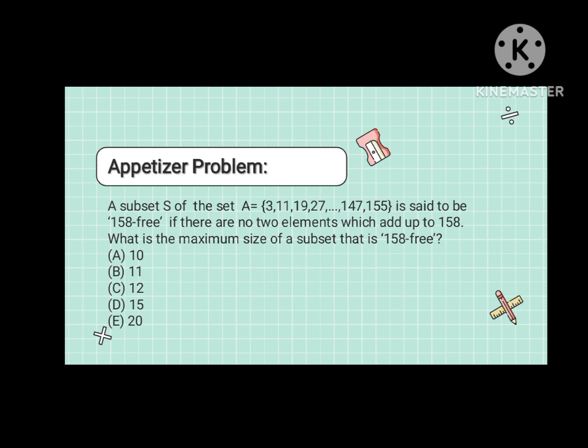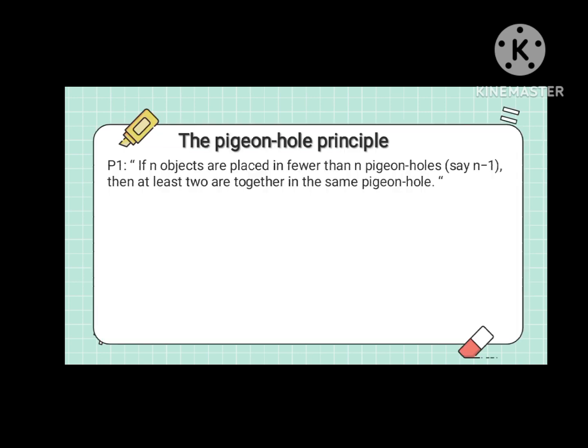Appetizer problem. The subset S of the set A = {3, 11, 19, 27, ..., 147, 155} is said to be 158-free if there are no two elements which add up to 158. What is the maximum size of a subset that is 158-free? The pigeonhole principle.